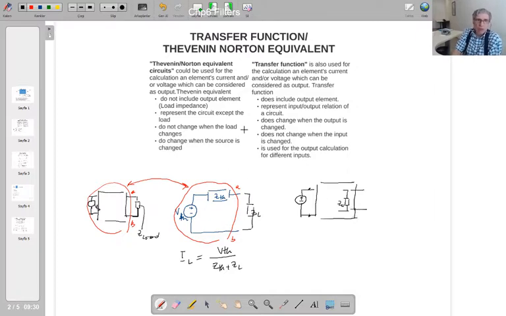So what are the other differences between those two? Thevenin and Norton do not include the output element. And the transfer function does include the output element. Thevenin equivalent represents the circuit except the load. So that's the one. The transfer function H(s) represents the input-output relation of a circuit. It represents the relation between output and input, isn't it? And it does not change when the load changes.